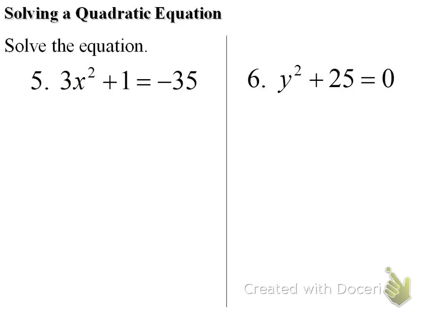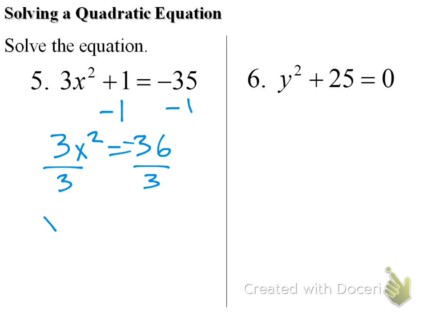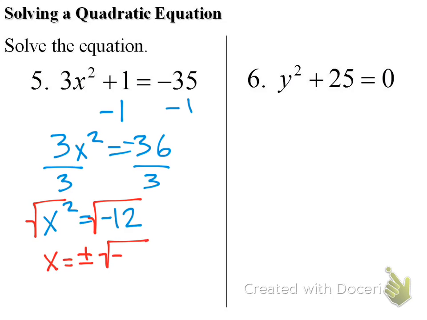All right, number 5. How do you want to start? Yeah, subtract 1 from both sides. So I have 3x squared equals 36 with a negative. Then what? Divide both sides by 3. Good. X squared equals negative 12. Then what? Square root. Good. So x equals, we need the plus or minus the square root of negative 12.